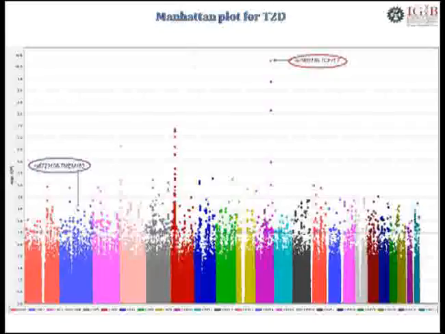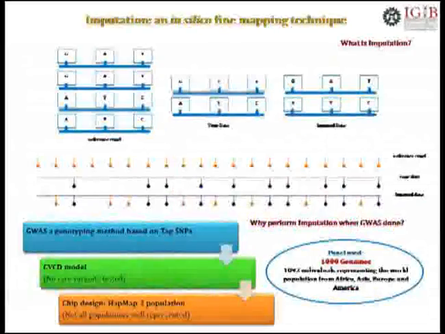We got that TCF7L2 is already discovered, is the highest marker and highest significant marker in our population, but we got in a second chromosome a gene named TMEM163 as very strongly associated in Indian type 2 diabetic population. What is that?